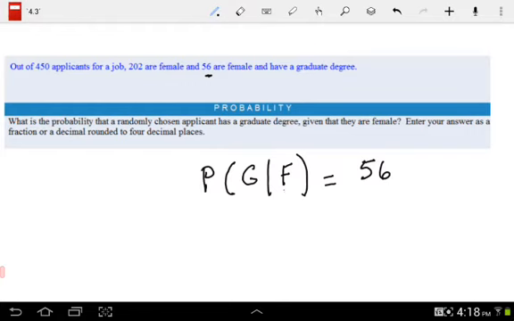But given that we're just choosing out of the females, then we're going to say that out of 202 and not all the applicants. So notice there again, I really didn't use any sort of formula. It was just more of a common sense thing. So I'm going to let you reduce that.